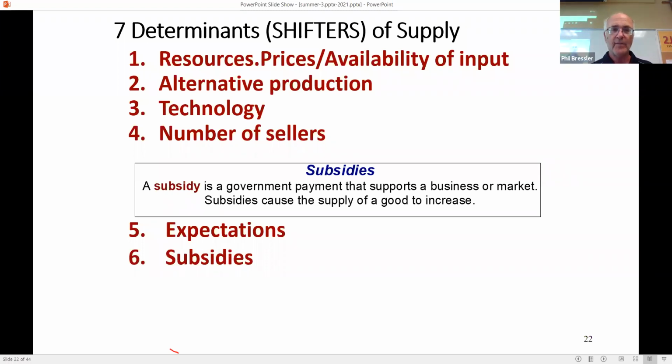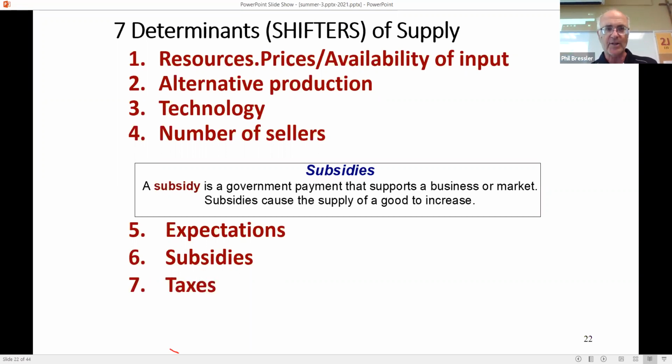S is subsidies. And I put the definition there in case you didn't know. A subsidy is a government payment that supports a business or a market. So it's kind of an incentive for you to supply more. It would be like, for every bushel of corn you grew, the government would give you $1. So there's an incentive to grow more corn. Subsidies, 95% of the time, shift supply right. There's like 1 or 2 exceptions.